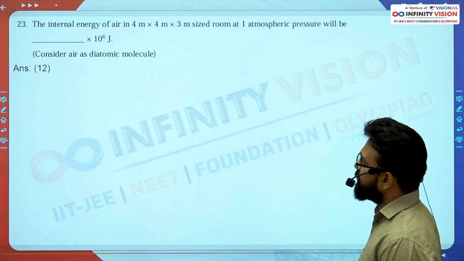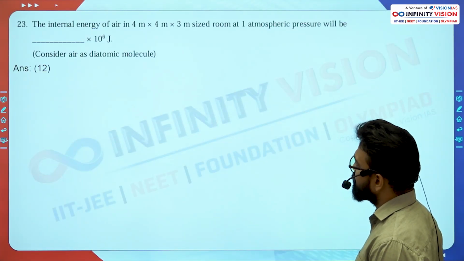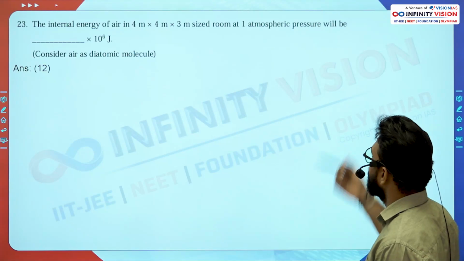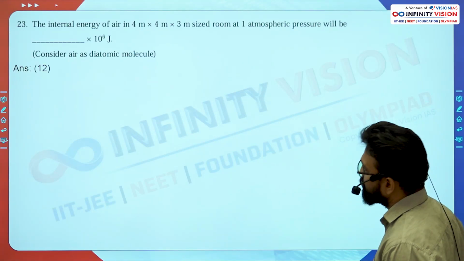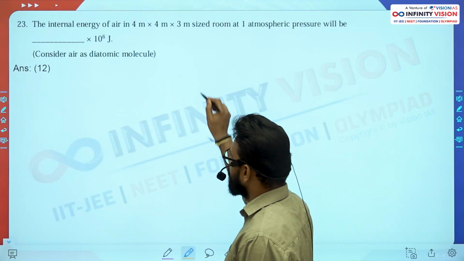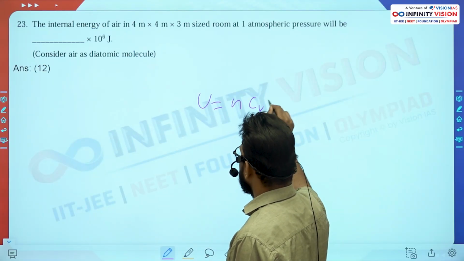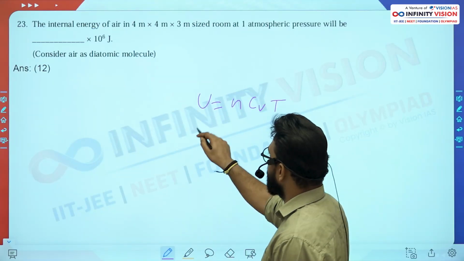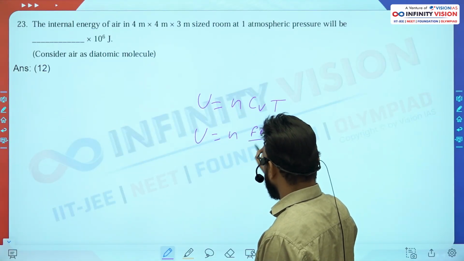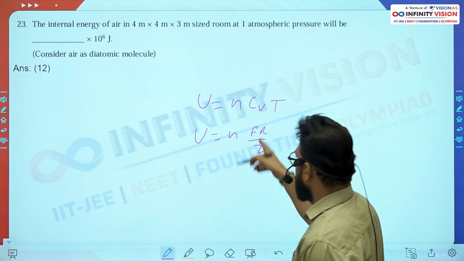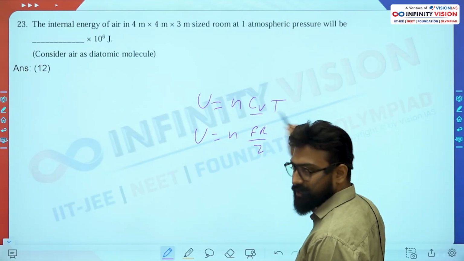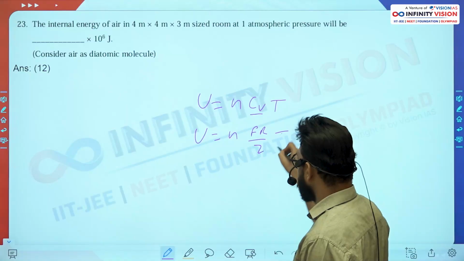Next, the internal energy of the air in this size of room at 1 atm will be... Consider it as diatomic molecules. The internal energy that we already know is given by n Cv T, and Cv is fR by 2, where f is the degree of freedom, R is the gas constant, and Cv is your molar heat capacity at constant volume.